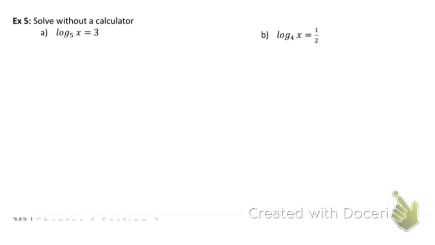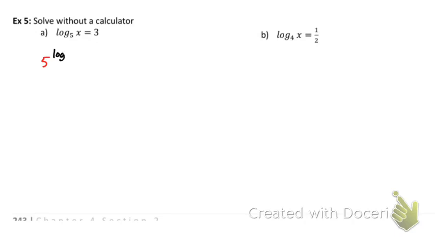All right, let's do these last 4 examples, and then we're done. Log base 5 of x equals 3. I need to get that x by itself, which means I need to get rid of this log base 5. To undo a logarithm, I have to use an exponent. So what we're going to do is we're going to take a base 5 exponent to both sides.